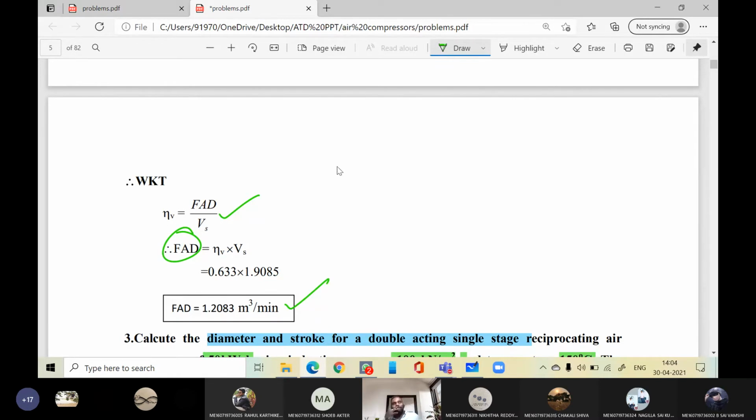Is this problem clear? Please ask me. Compulsory from this unit, one derivation and one problem will come.